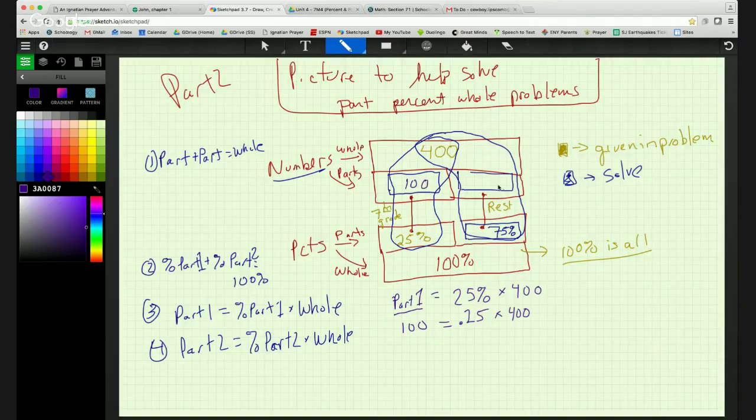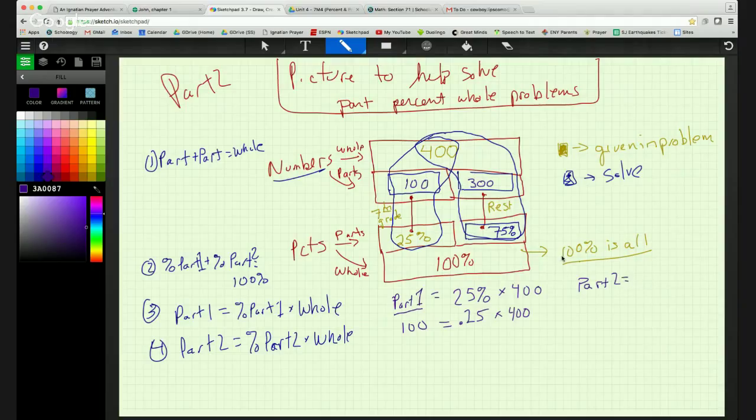Now, there's 2 ways we can go about solving for this last piece. The easy way would be the part plus the part equals the whole. 100 plus what is 400? And we know that's 300. But we could have also used our part 2 equation. Whenever we have 1 spot left, there's always 2 ways we can solve it. So let's see if we get the same thing the other way.